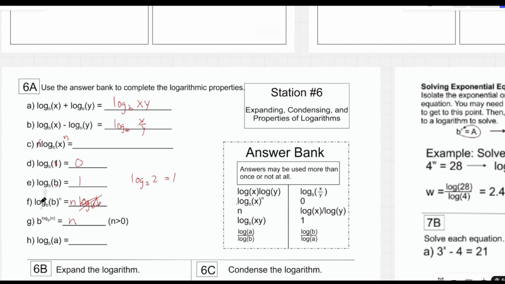I say same thing. It's like f and g are pretty much the same thing. This is a log of an exponential. This is an exponential of a log. They cancel. I guess b of a. This, I guess you can use change of base formula. So it's going to be that one.